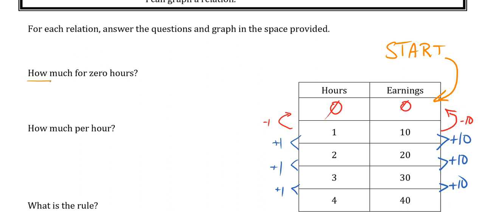And look at this question, it's saying how much for 0 hours. So I'm going to say $0. Does that make sense? How much per hour? Anybody want to answer that? Raquel? Yeah, look, it's $10 for 1 hour. $10 in 1 hour, $20 in 2 hours, $30 in 3 hours. Those all look like $10 per hour to me.